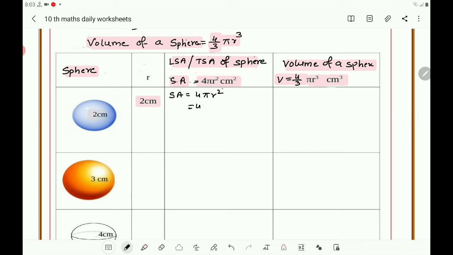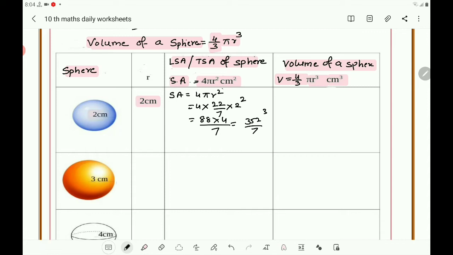Then you write 4 into pi value, which is 22 by 7. R is 2, so you can write it as 2 into 2, or directly you can write 2 square. Then it equals 4 into 22 is 88, into 2 square is 4, by 7. That equals 8 4s are 32, 8 4s are 32 plus 3, 35, by 7.